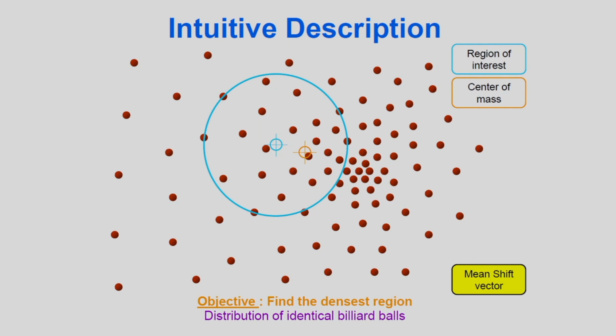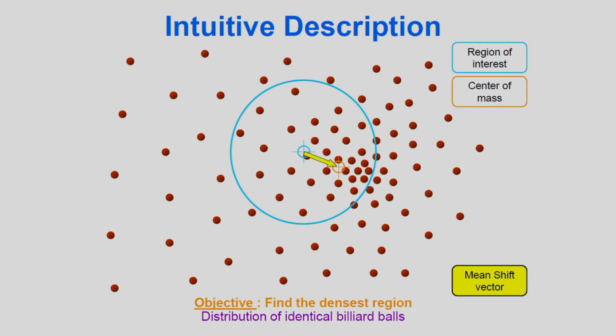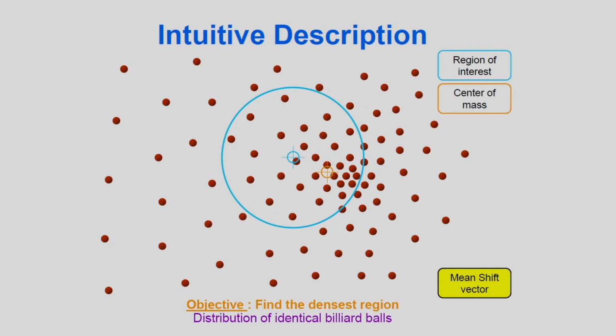So you can see this is nothing but the center of the window, that is the region of interest, and after this we have determined the center of mass. After this we have to move the center of the window to the new center of mass. So I am moving the center of the window to the center of mass. After this I am recentering the window, and again I am calculating the center of mass, and after this again I have to shift the center of the window to the new mean.